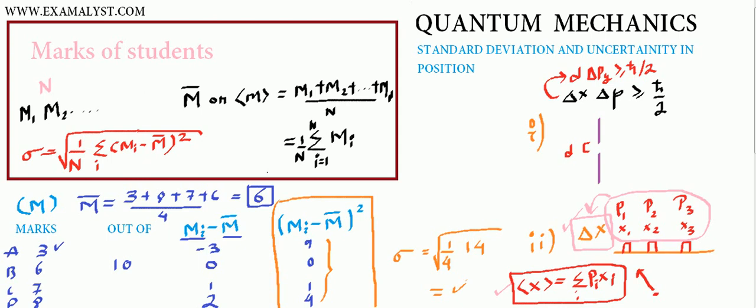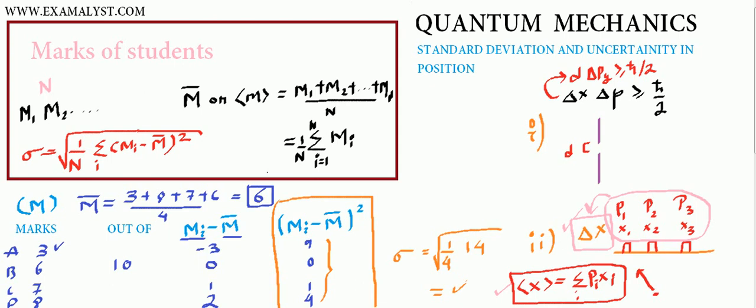In other words, sigma gives a value that says how the marks in this system are deviated. Sigma gives the idea of how, in this system of 4 students, the marks are deviated from the average. So sigma gives a spread. This is what statistical mechanics says.